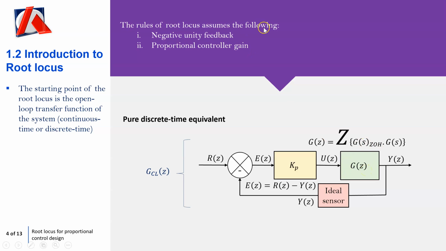And it assumes the following. It assumes that you've actually got a negative unity feedback when using the rules. So unity, i.e. an ideal sensor, and negative because you've got negative feedback, so you're comparing the reference to what you've measured. And you've got a proportional control gain, i.e. K subscript P, in the feed forward path. So effectively this configuration that you've got here.